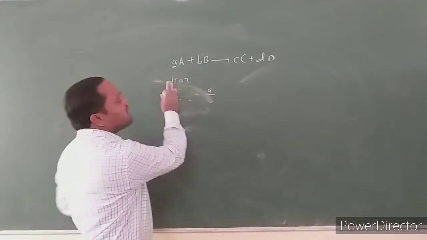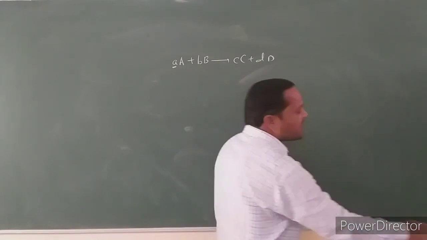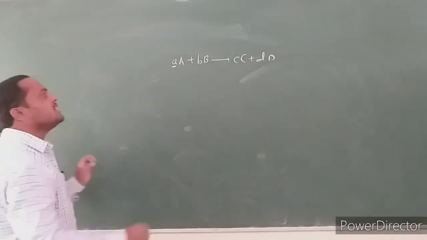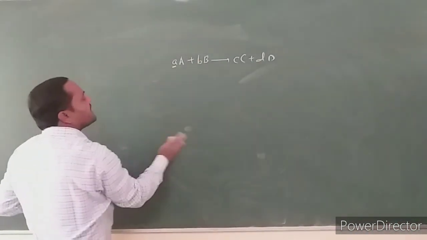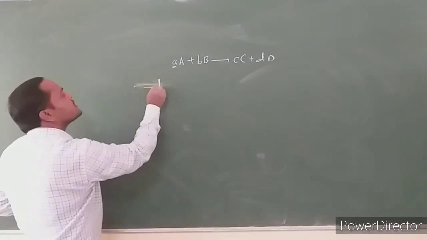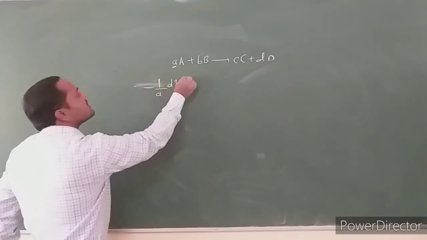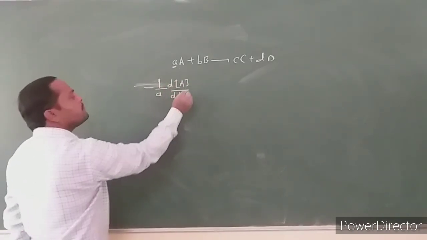For this general reaction, how to express the rate of reaction? A and B are the reactants. The rate of reaction is represented by minus 1 upon a, the coefficient, times the change in concentration of reactant A with time, dA upon dt.